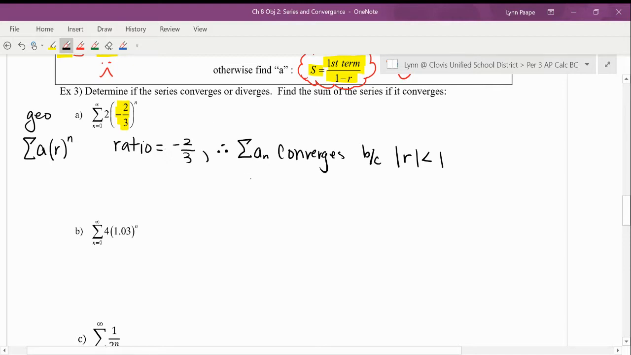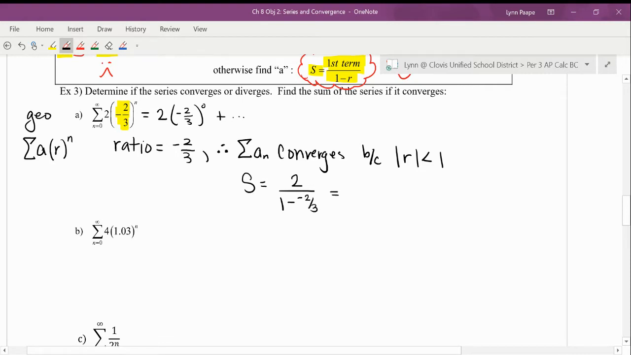Okay, so what is the formula for finding the sum? The sum of the series is the value of the first term. To find that first term, I'm going to replace n with 0. Negative 2/3 to the 0 is 1, and 1 times 2 is 2. So the value of the first term is 2, and then over 1 minus r, and r was negative 2/3.